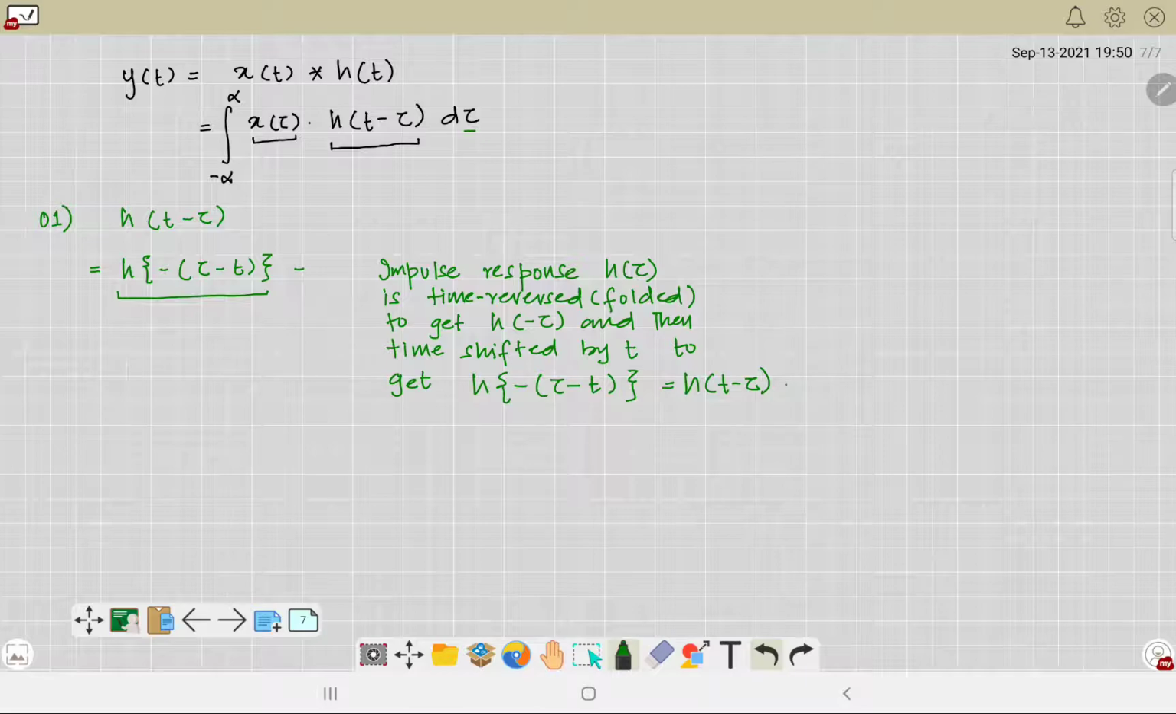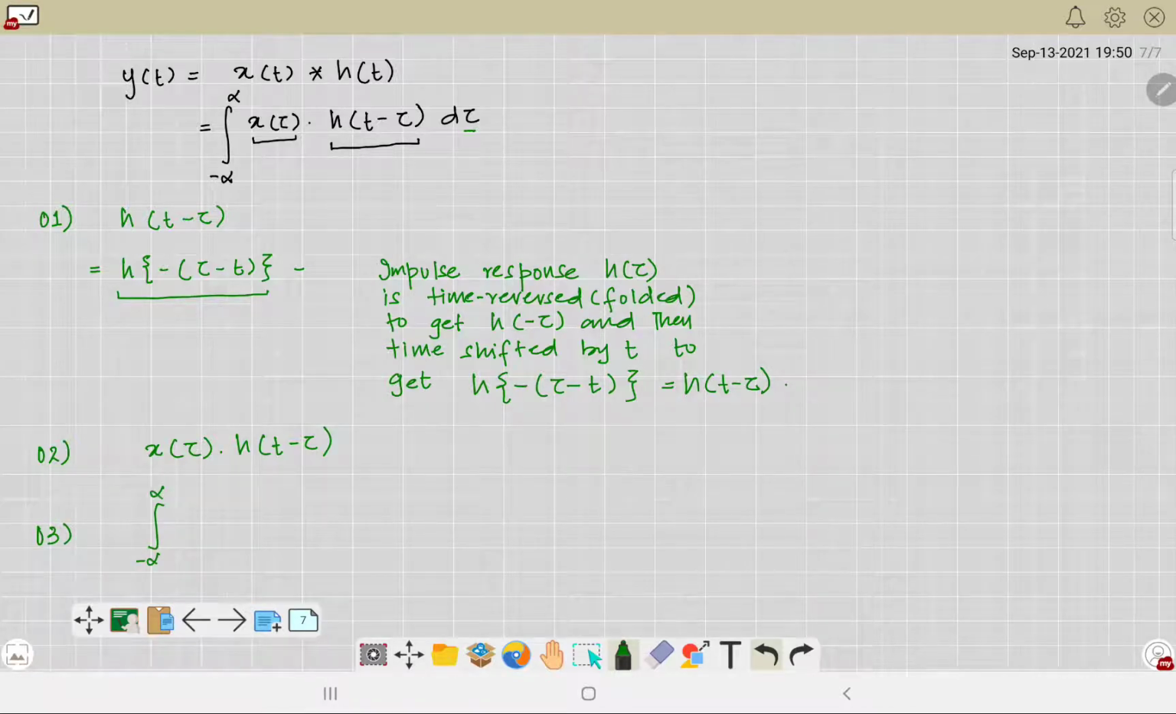So what I'm doing here, I'm performing two basic operations on this impulse response. First, I'm time reversing it, which means I'm folding it about the origin, and then I am time shifting it by some amount t. Fine, this is the first step. Then second step is you just compute the product, just multiply your input signal x of tau with the time reversed shifted version of your impulse response. And then third step, finally calculate the integral. Once you have got the product, then calculate the integral with respect to tau.